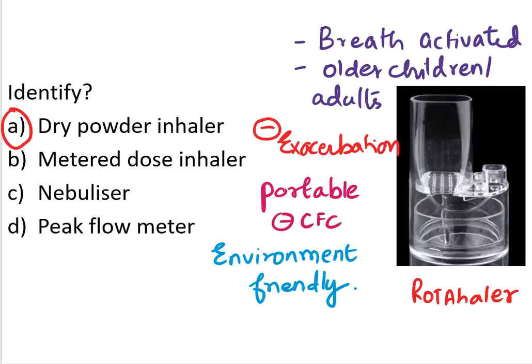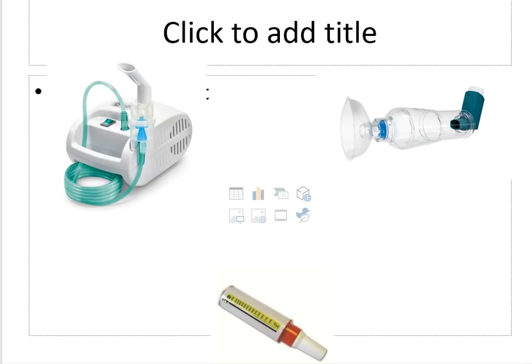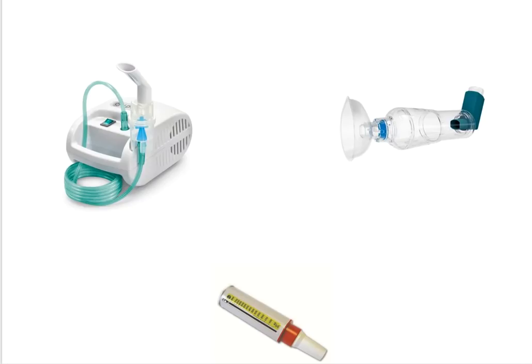Now just an idea about the other devices. You can look at this picture. The picture on the left side, this is the nebulizer. The right side is what we commonly use in the pediatric population and in the adolescents also. What is that? It is MDI. What is MDI? MDI is meter dose inhaler. This is the MDI actually.